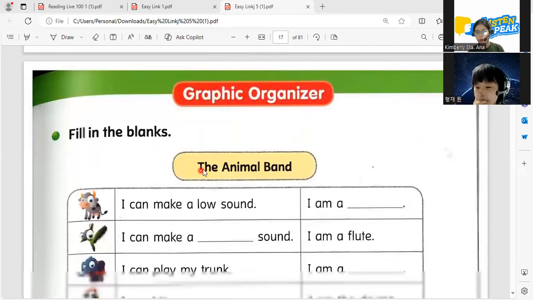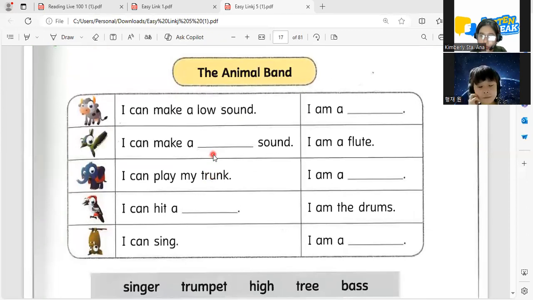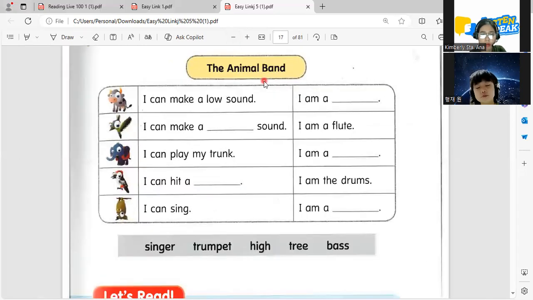I need your help. Can you complete this one for me, please? I can make a low sound. I am a drum, no, guitar. Oh, what is a cow? Cow is the bass. I'm a bass. I'm a bass. Very good.